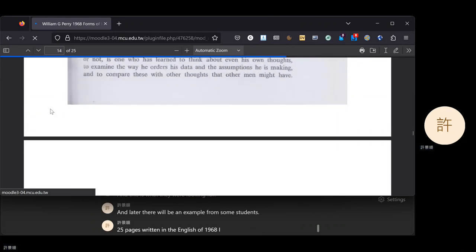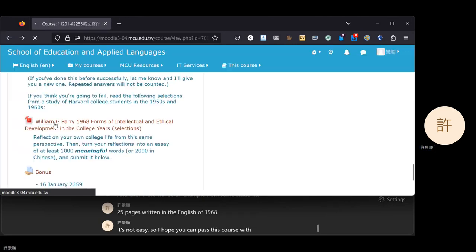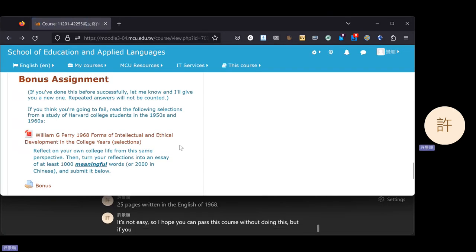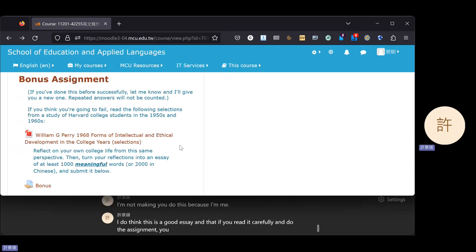It's not easy. So I hope you can pass this course without doing this. But if you need to, the bonus assignment is right here. Now, this is not a punishment. I'm not making you do this because I'm mean. I do think this is a good essay and that if you read it carefully and do the assignment, you will learn something.